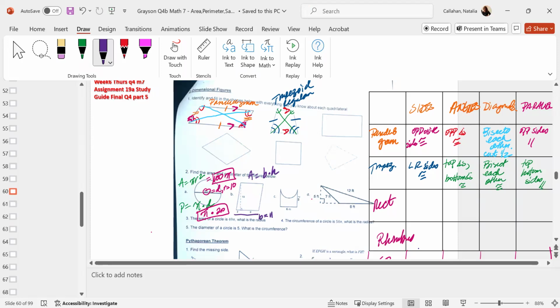Base is 11 because you have the 2. Height is 13. 13 times 11. Pay attention. It's 143. There's no units, so it is what it is.